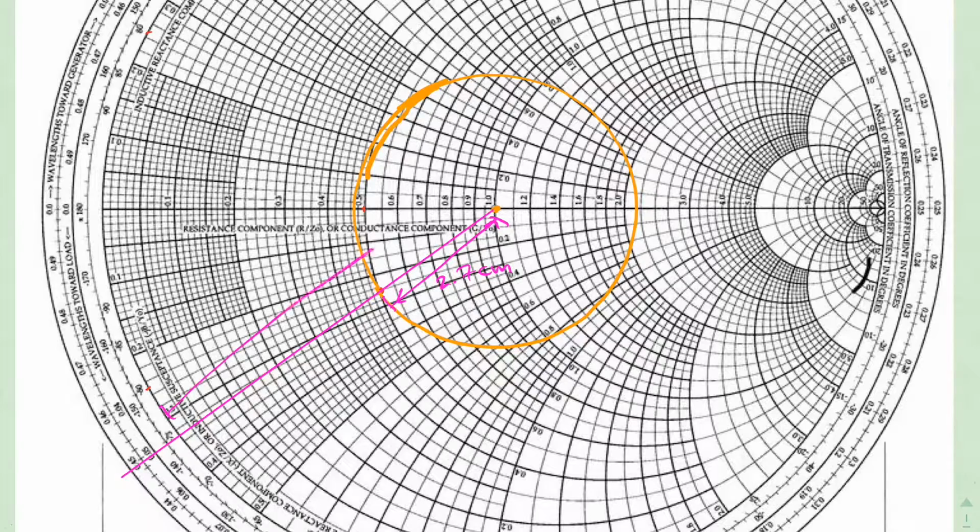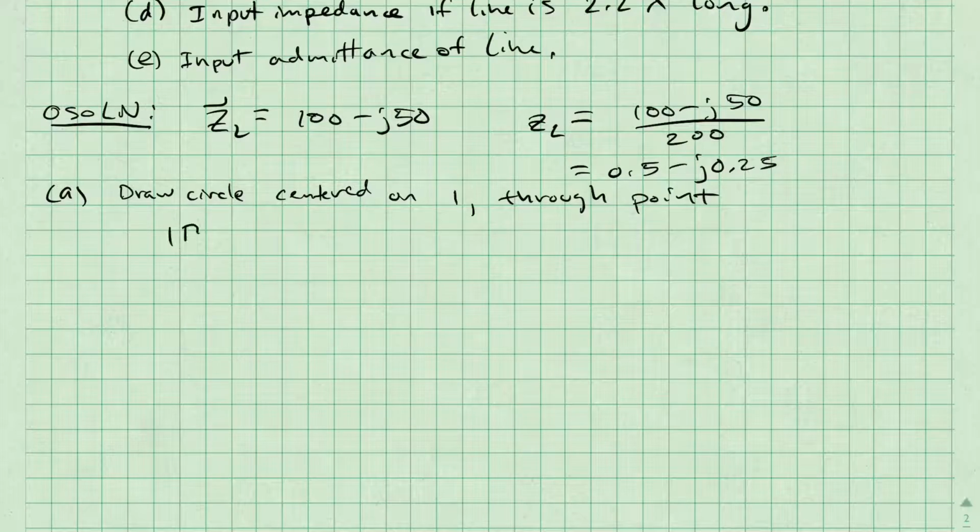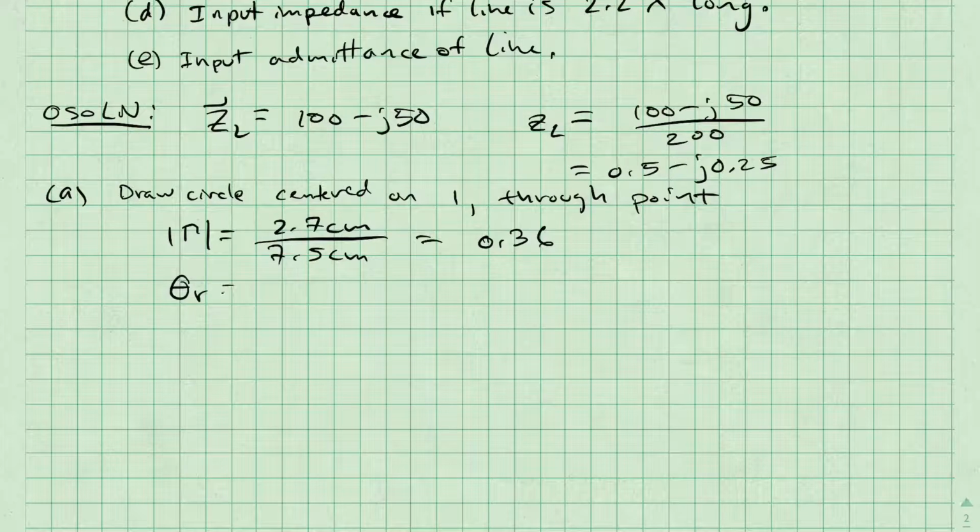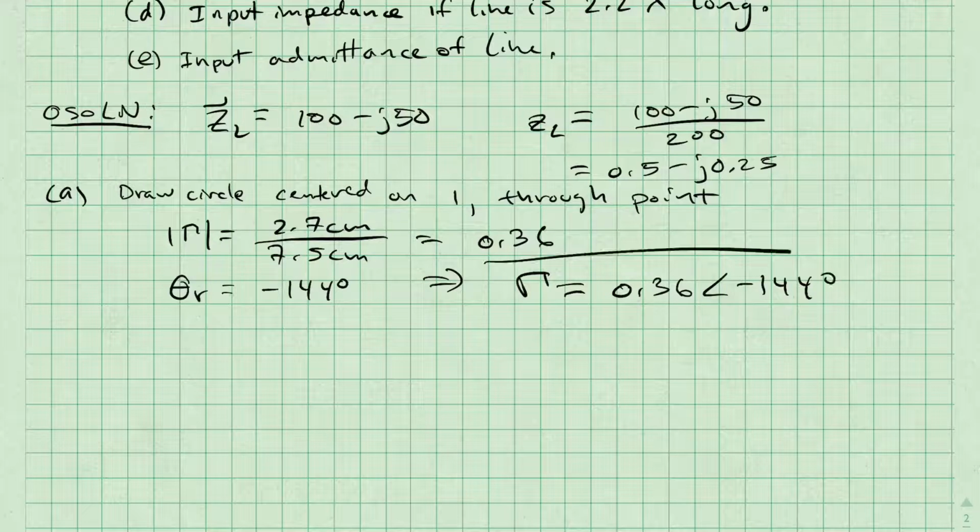I'll also get the distance to the inner ring of my chart, which is 7.5 centimeters here in the original form. The last thing I need to find gamma is the angle of reflection, which I can read from the chart as negative 144 degrees. Okay, to get the magnitude of gamma, I take the distance to my drawn circle divided by the distance to my inner ring and get 0.36. I already found the angle of reflection is negative 144 degrees, so putting these things together I get gamma.